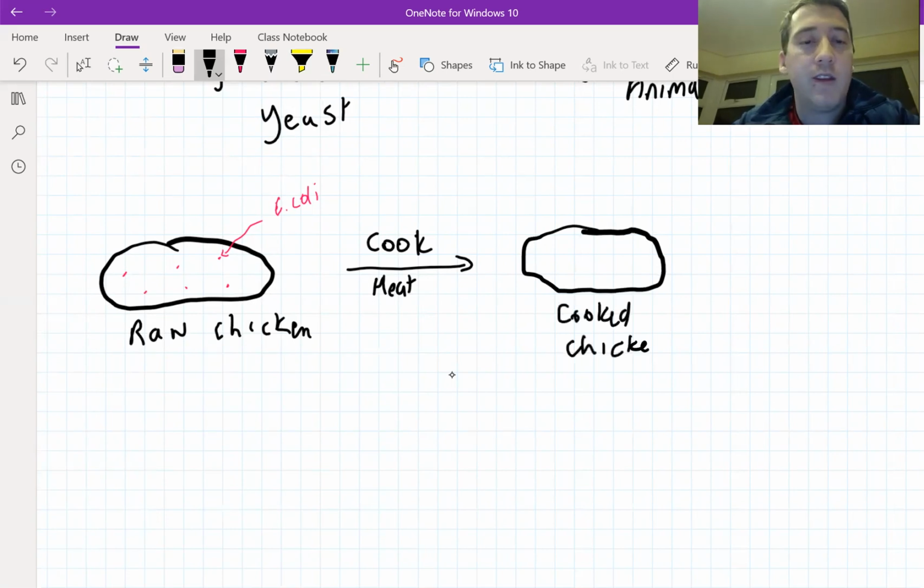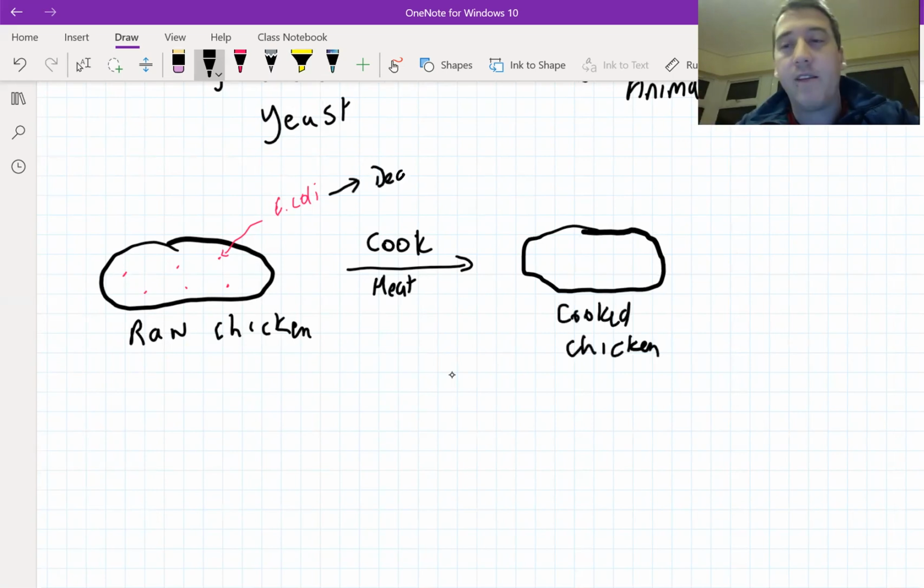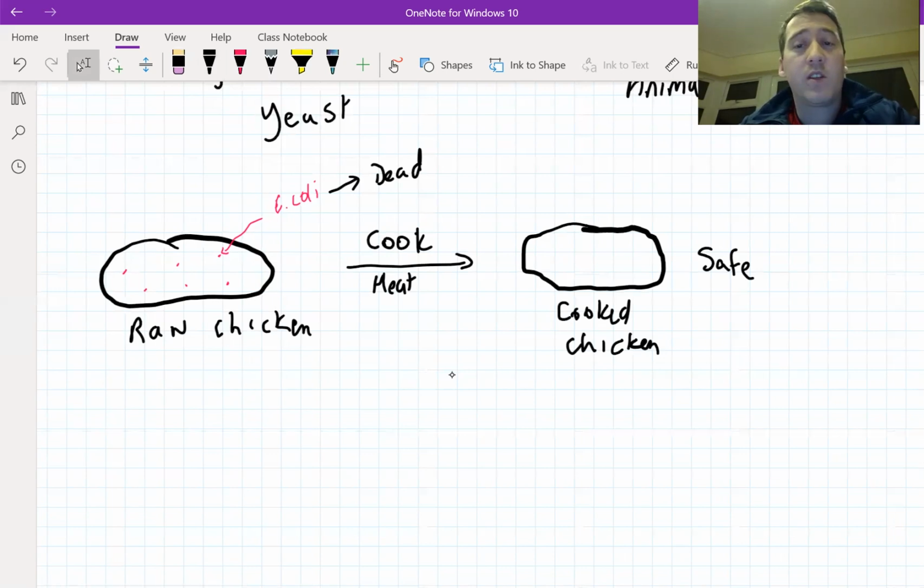It really is tasty. But what's more important here is that as well as making your meat tastier, it means that E. coli are dead. You have killed the E. coli because there's enough heat there to get rid of this small amount of bacteria. So this is what we would say is safe. It's safe to eat now. It's tasty and it's safe to eat. That's E. coli.